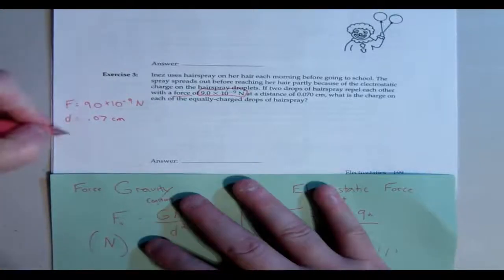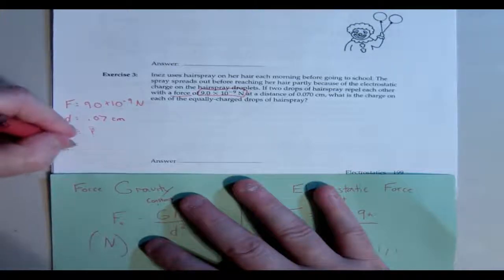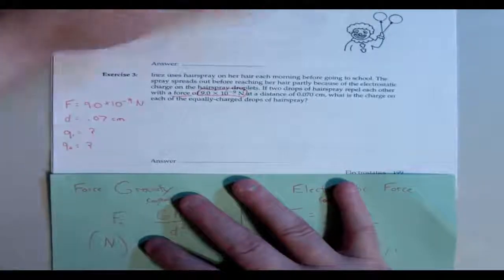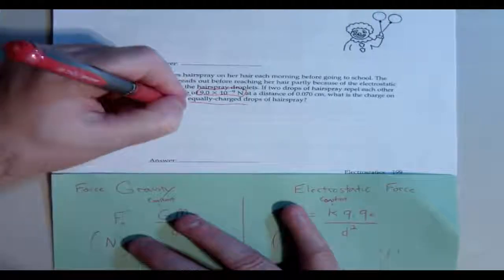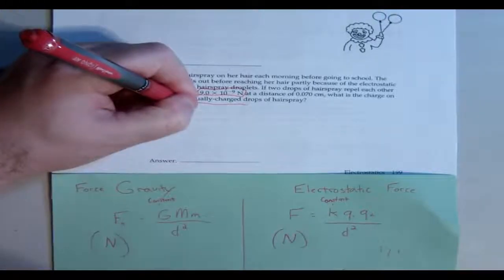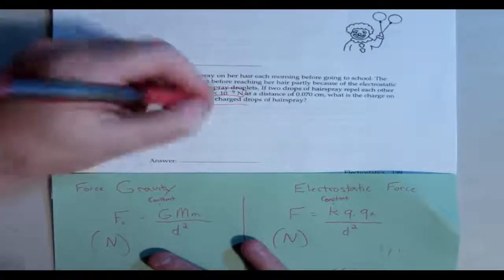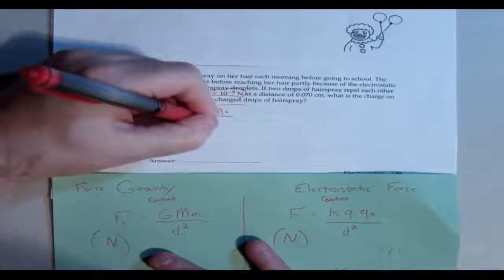And what do we not have? Charge 1. Charge 2, right? Also note that it says they are equally charged, so we know that this and this are the same, right? Alright, so let's write our formula. Electrostatic force equals, I almost said gravitational constant, electrostatic constant, charge 1, charge 2 over distance squared.